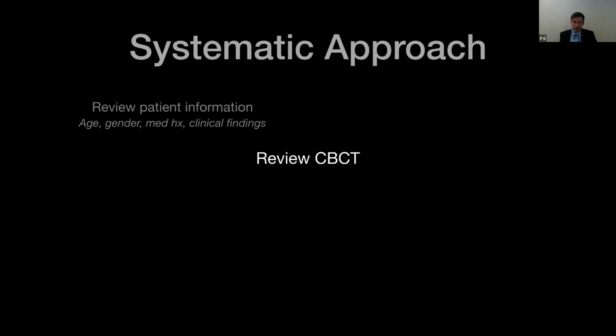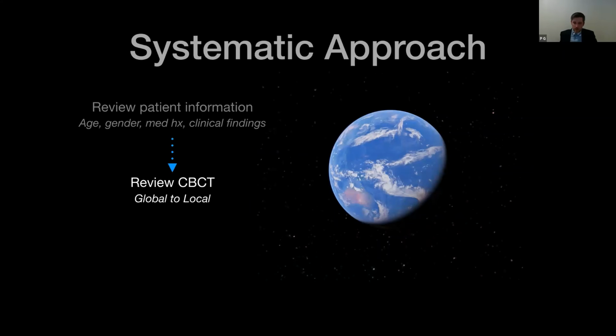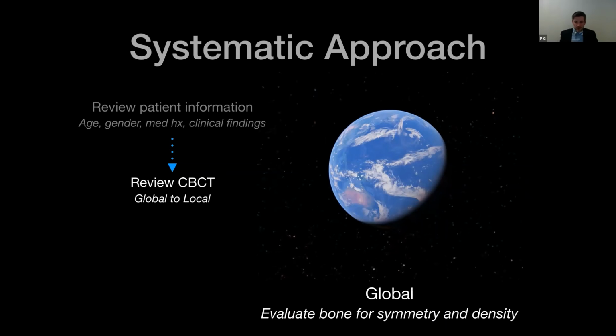I like this approach, though. I like taking a wide angle lens view and then localizing it. And so what do I mean by that? So with a global view, I like to look at the entire scan for symmetry, for what I think could be abnormal, and any changes in density, like a radiolucency or a radiopacity.